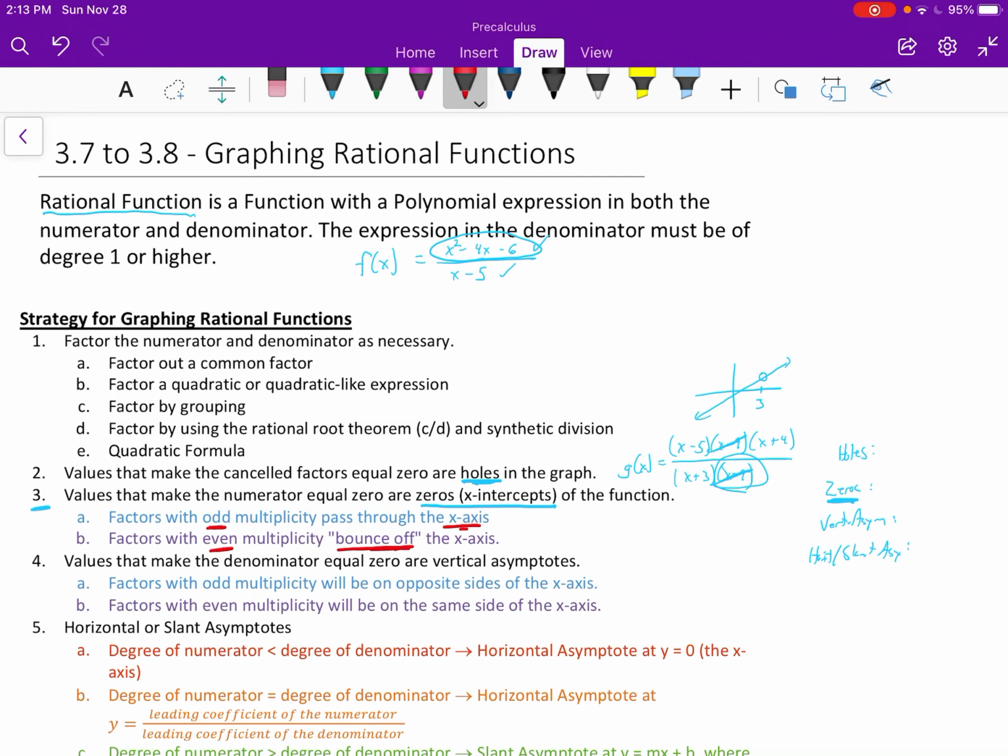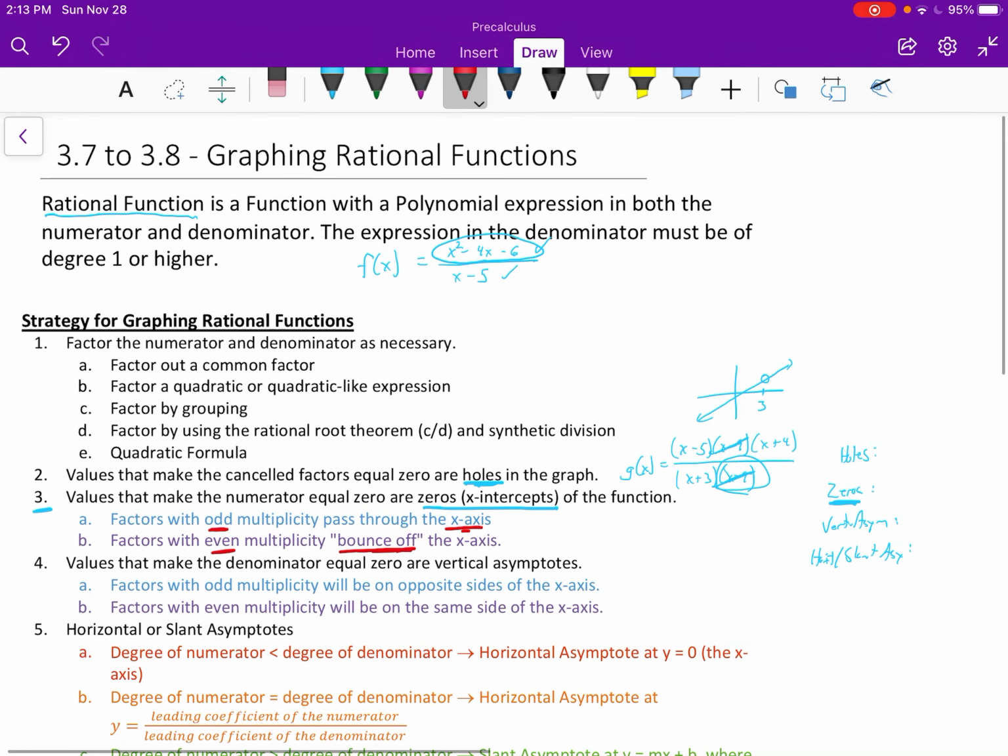And the reason this holds true is because when you have a fraction, when does this fraction equal 0? Well, a fraction is equal to 0 when the numerator is equal to 0. That's why we check the numerator. A fraction's equal to 0 only if the numerator is equal to 0. So that's how we find x-intercepts or zeros.